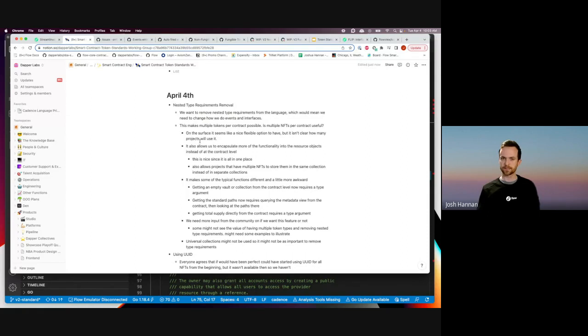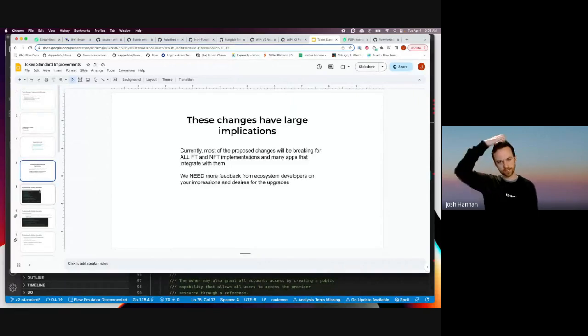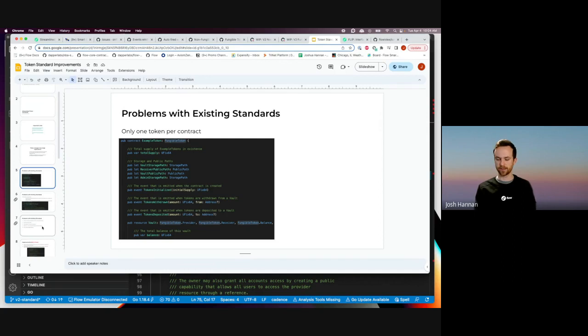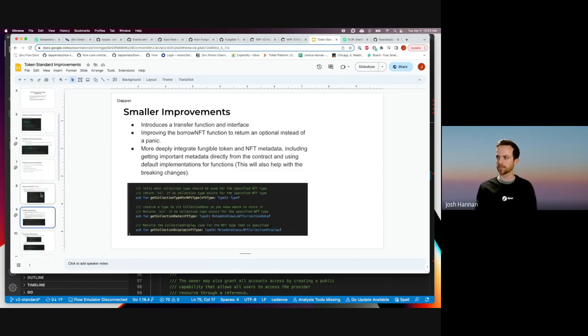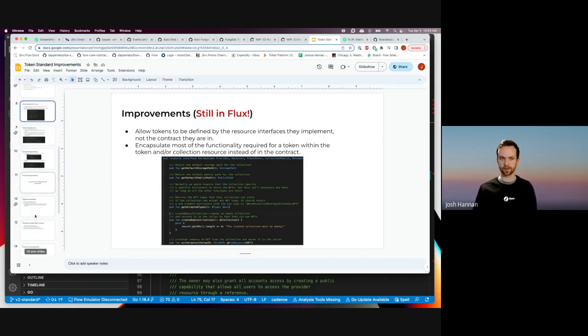In case you're new to these discussions, these are proposals for improving the token standards. We're proposing some pretty big changes since Stable Cadence is coming up, and we want to have a good foundation for the token standards in the future. A couple of the big changes are encapsulating most of the functionality of vaults in the resources instead of in the contracts. We're introducing a lot of other small changes, like using functions instead of fields, and other small things that we've covered in previous videos.